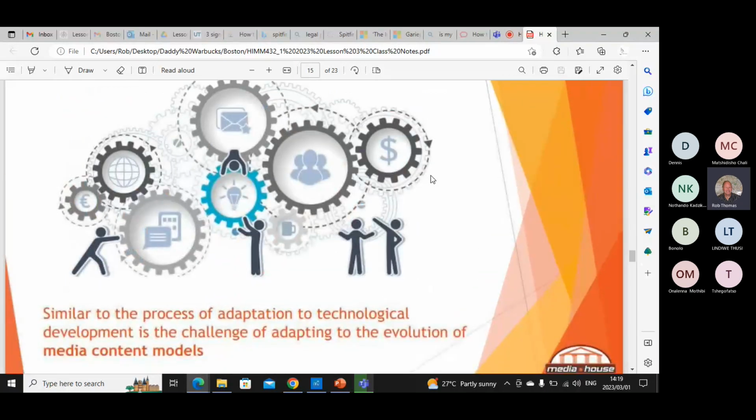Okay, so guys, it's similar to the process of the adaptation to technological development, and that is the challenge of adapting to the evolution of media content models. There is a really, really good video that I saw when I was at Vega. I haven't been able to find it because I lost my hard drive on my old computer, but it basically showed how in the 1950s, when TV first started becoming quite a prominent thing in the United States, this is just after the war, etc.